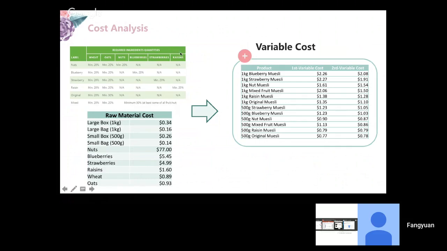As for variable cost, we analyzed the raw material cost and referred to the required ingredients quantity table. According to the minimal limitation and the cheaper cost rank, we found wheat and oats are the cheapest materials. Therefore, we reduced each product's variable cost by adjusting ingredients. The right table shows the comparison before and after we changed the product design. It is useful, and we really saved a lot from it.